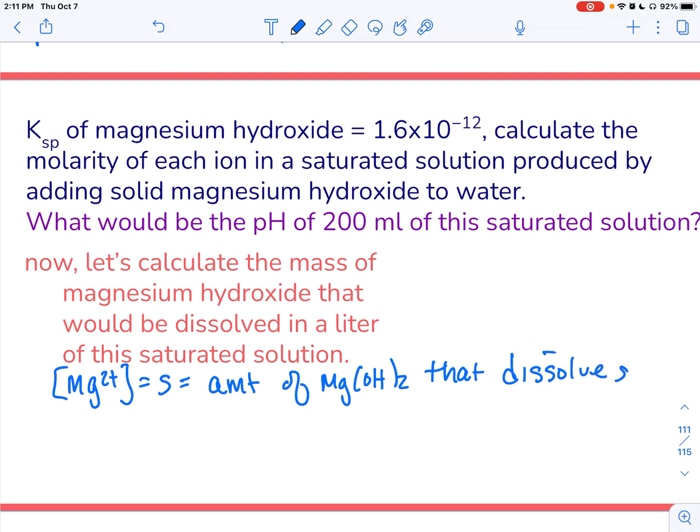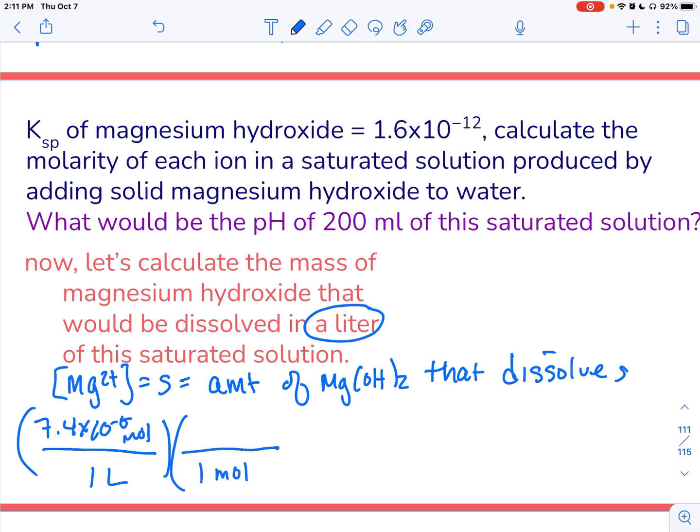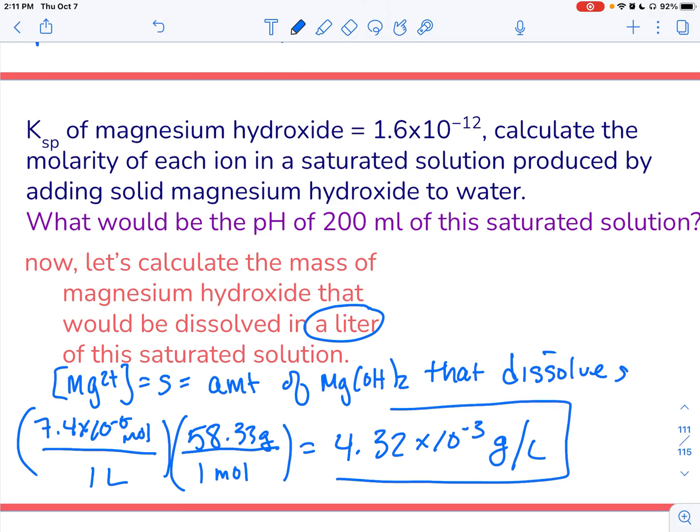Okay? To figure out the mass, what they're saying here, if it's grams in a liter of solution, it's just what we have done before, finding the gram solubility. So to find the gram solubility, you take the moles per liter. So this is just a nice little review. And then for 1 mole, our molar mass, 58.33 grams. And so your gram solubility, the amount of magnesium hydroxide that would be dissolved in 1 liter, is this.